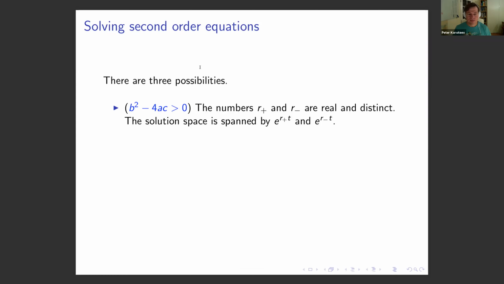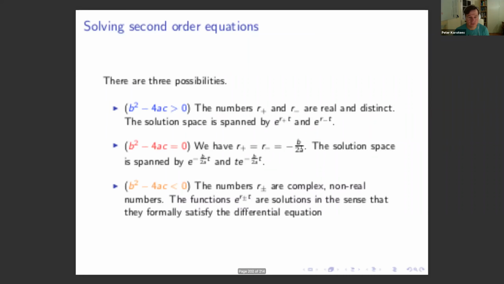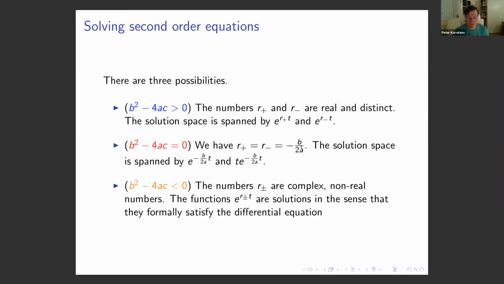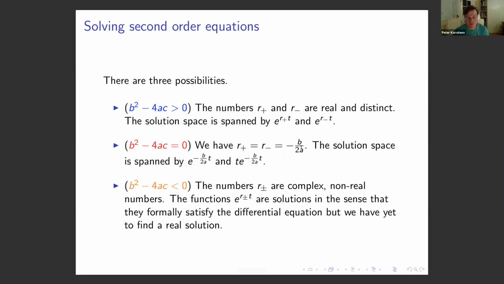So let's summarize. There are three possibilities. Positive discriminant, the space of solutions is spanned by these two functions. Coincident roots, then the space of solutions is spanned by exponential of negative b over 2a times t and t times exponential of negative b over 2a times t. And the negative discriminant, that we have this formal solution of the differential equation, but we still need to find the real solution.